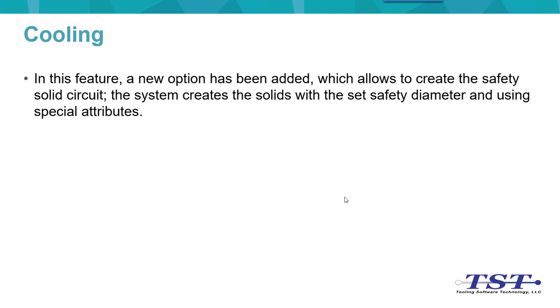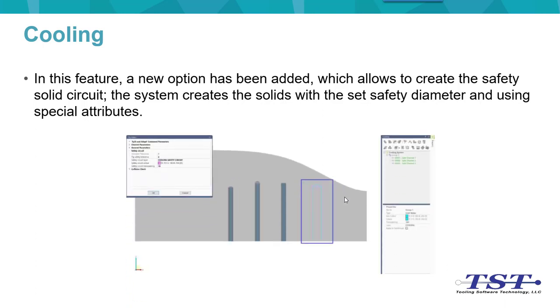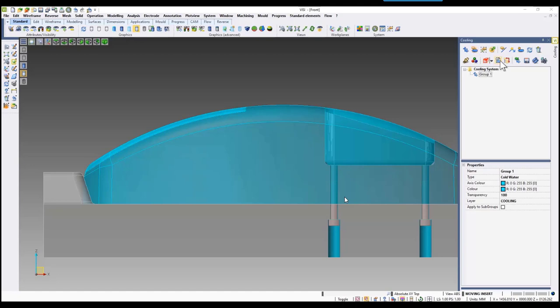Cooling. This feature has some new options added as well, which allows you to create the safety solid circuit when it comes to the system. The system creates a solid and sets a safety diameter using the solid as well, so you can tell the system to create that safety zone so you can make sure nothing is colliding within the safety zone. The safety zone is also improved so that it is relevant to the cone and the sphere, and it adds that safety diameter to those as well.